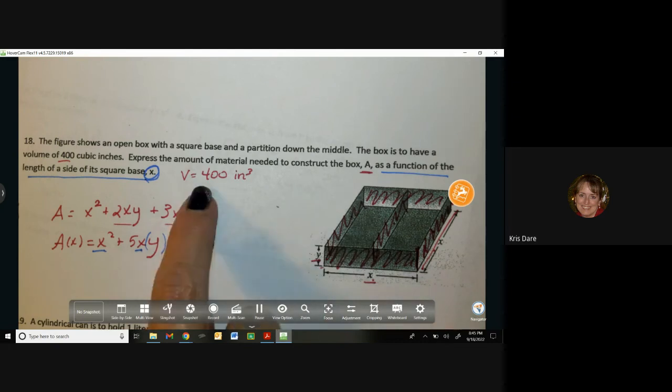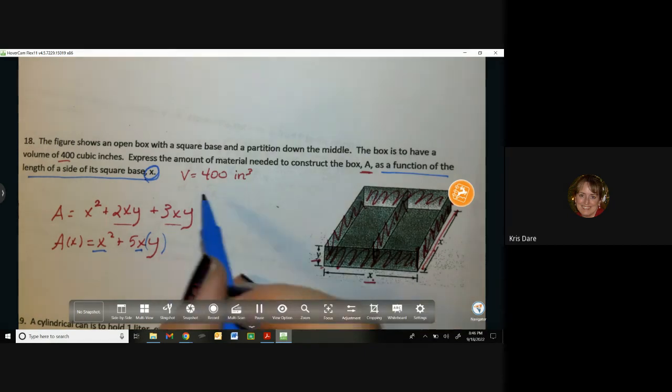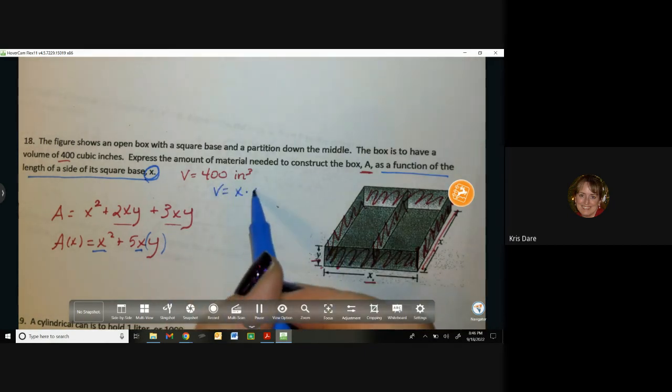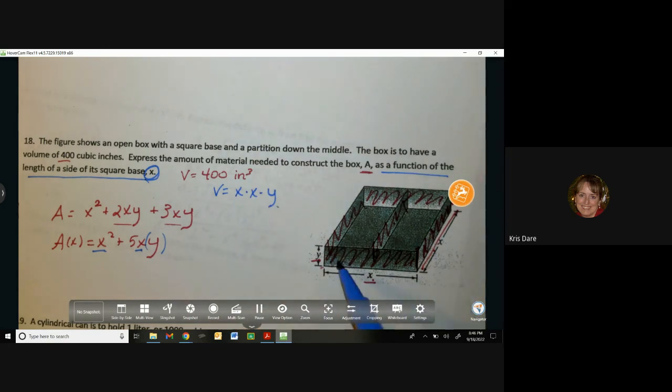But never fear, we have the volume of this box, okay? And if I use these x's and y's, I know that volume is equal to length times width times height, right? So if the volume is 400, then that means the relationship between the x's and y's would give me x squared times y equals 400. Now, could I make an expression out of this that I could put in for this y? And the answer is, well, yeah, I could divide both sides by x squared. So I get that y is equal to 400 over x squared. So that shows the relationship between the x's and y's of this figure based on its volume.